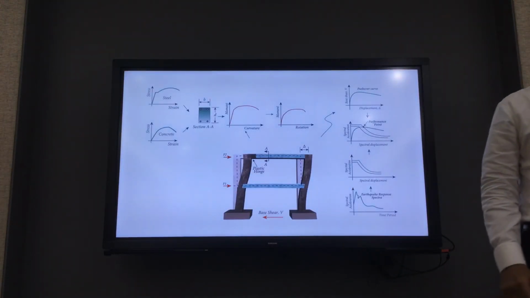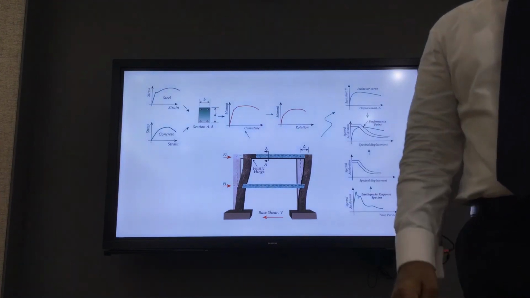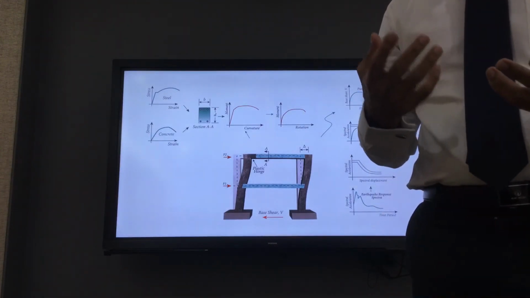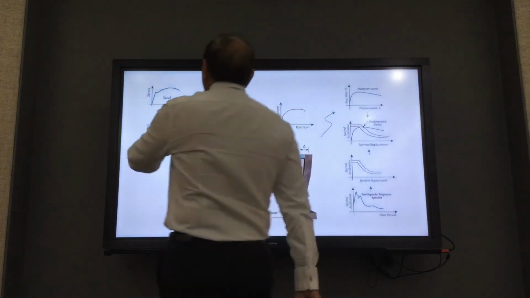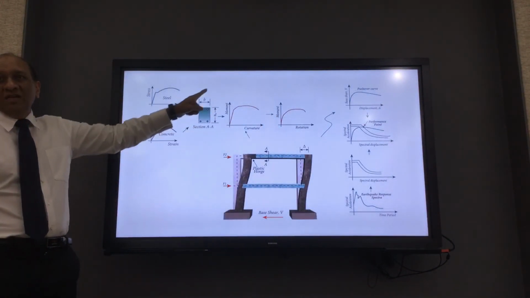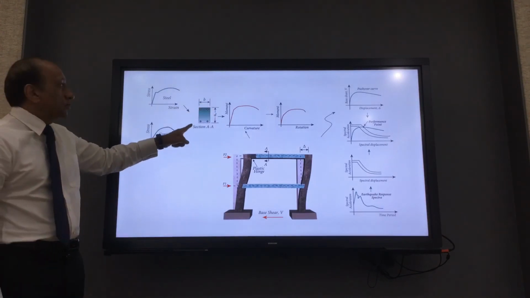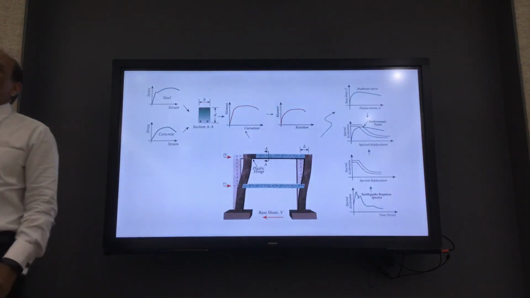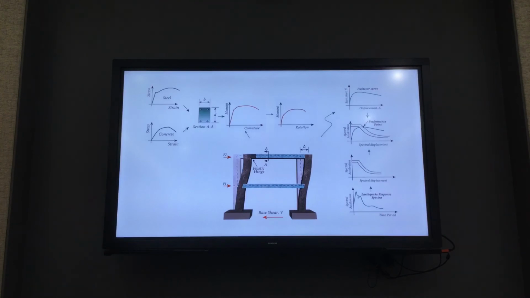Do not forget this slide ever. Memorize it in your head, because you can see from here that you are starting with a known design to check the performance. That means the reinforcement, the material, everything has to be known first before you can do the performance-based evaluation. So the better term is PBE, performance-based evaluation, where you are checking the performance of a system that has already been designed.